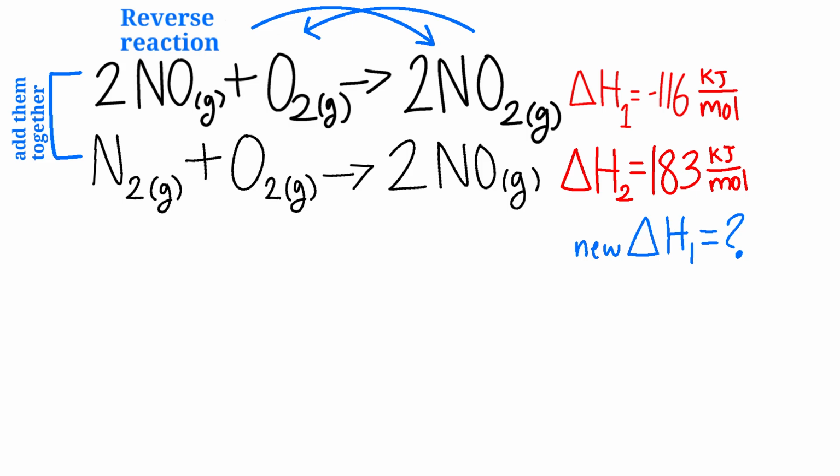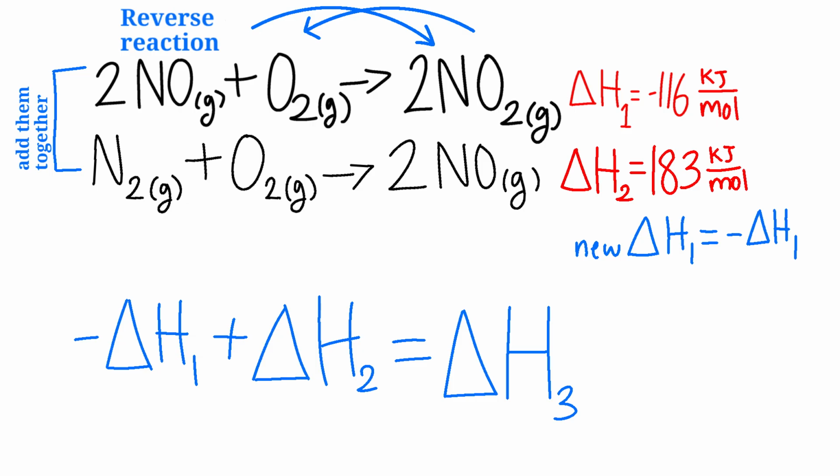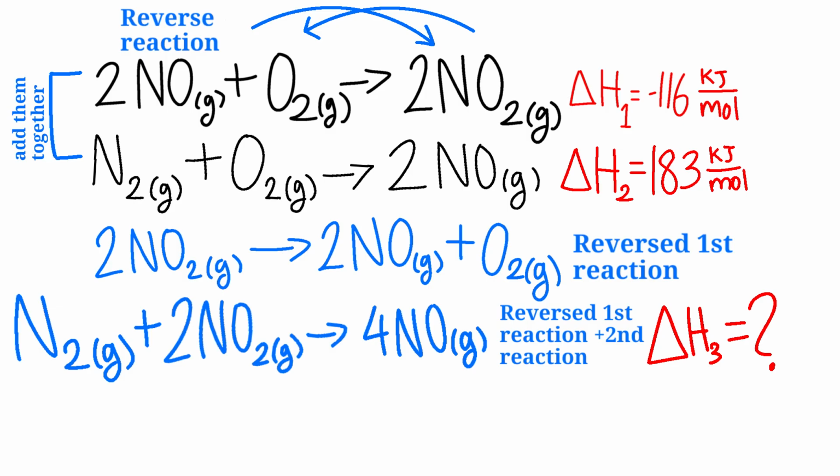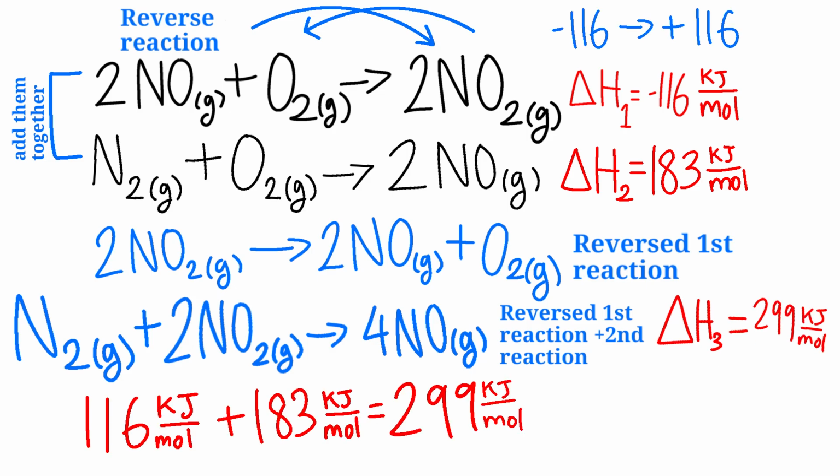Now, what happens to the delta H when you decide to reverse one of the original reactions before adding them together? Well, then you would have to change the sign for that original reaction, and then you would add the 2 together. So if I decide to reverse the first reaction and add it to the second reaction, I get a new reaction that looks like this. To find the delta H for this new reaction, I would change the first reaction's delta H from negative to positive before adding it to the second delta H. Positive 116 plus positive 183 gives us an overall delta H of 299 kilojoules per mole.